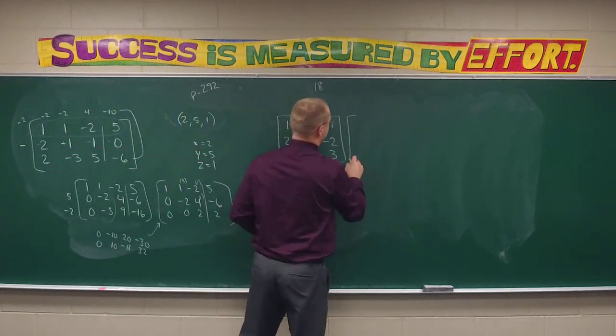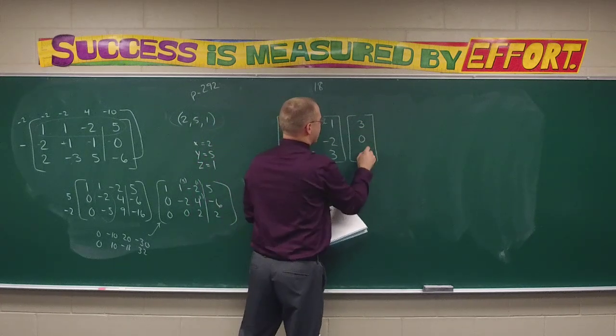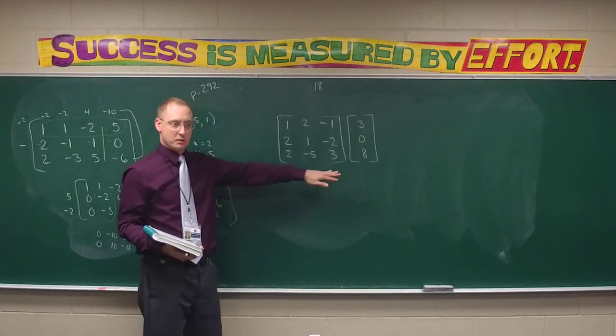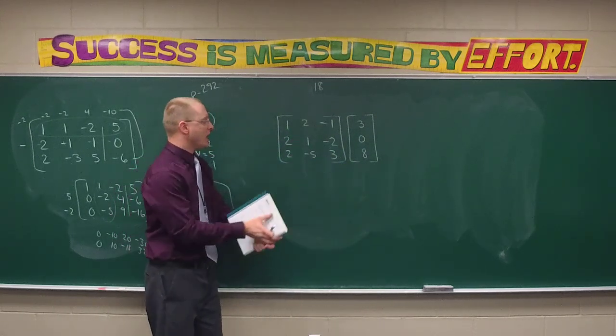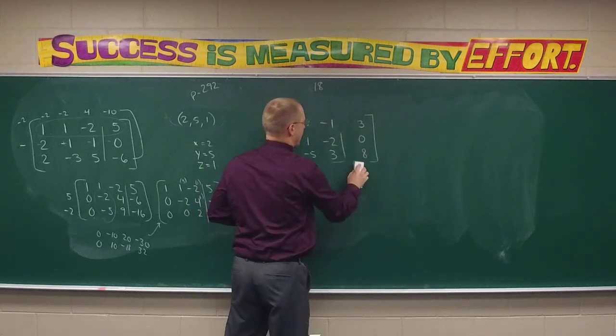If I made a matrix with just the numbers that are on the right-hand side, the 3, the 0, the 8, yes, it's a column matrix, but what do we call this matrix? The constant matrix, because it's just the constants. But of course, instead of writing them as two separate matrices, we put it together, don't we?